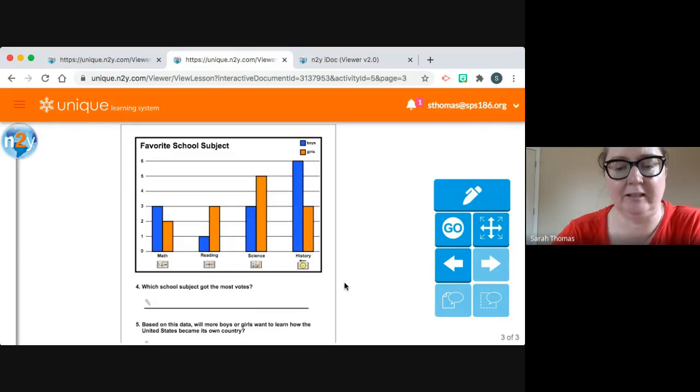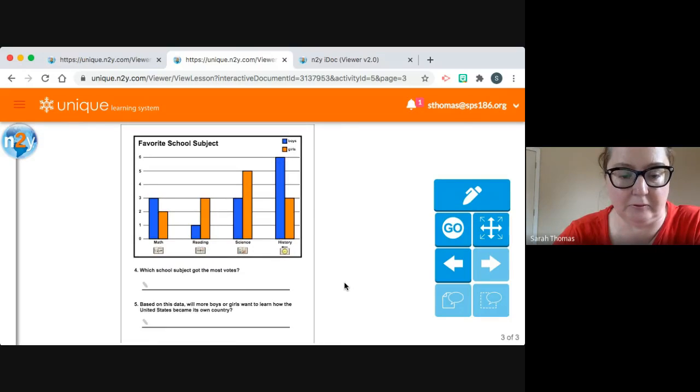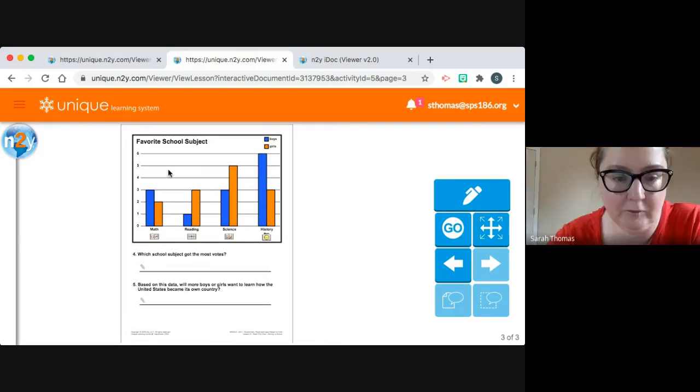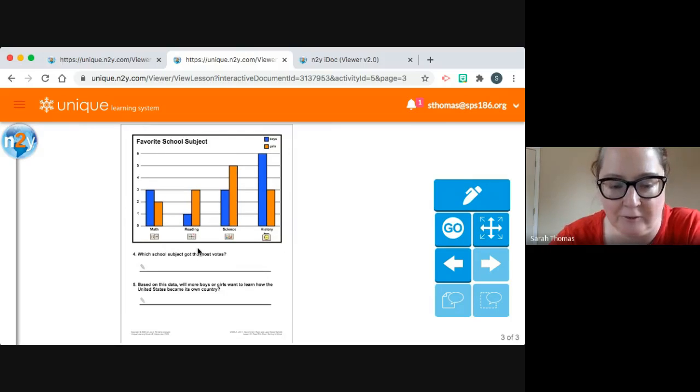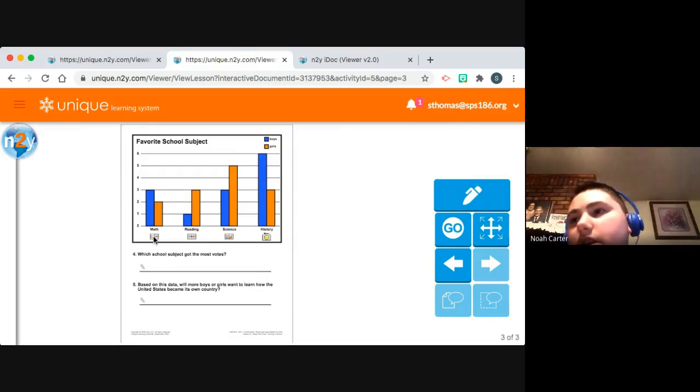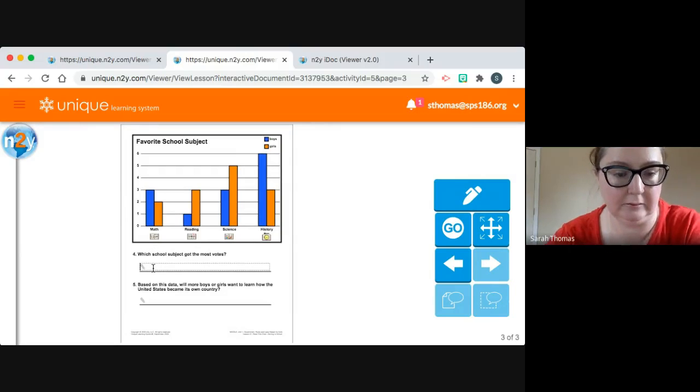Which school subject got the most votes? Okay, so when you say most, we look at which graph is the tallest. Which one had the tallest graph? Which subject, Noah? History. History, good.